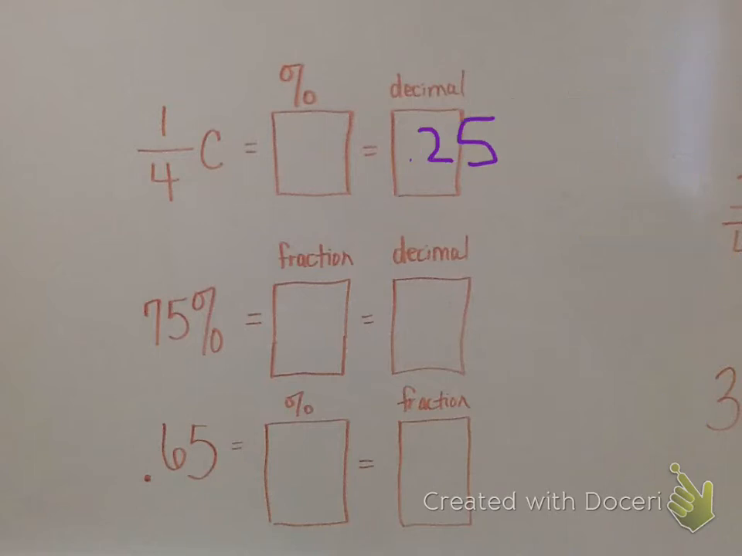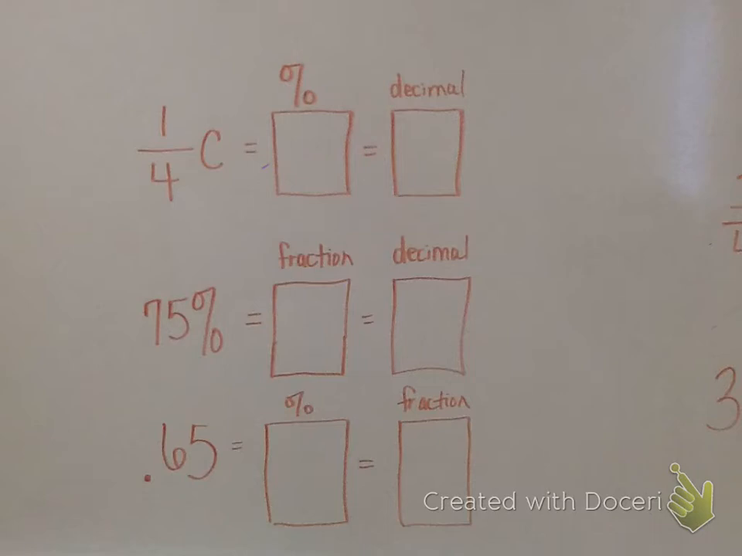To turn a decimal to a percent, simply look at your decimal, move it 2 places to the right, and add a percent sign. So in this case, 1/4 would turn into 25%. Looking at the next one, 75%, who knows how to change that percent into a fraction and into a decimal equivalent?